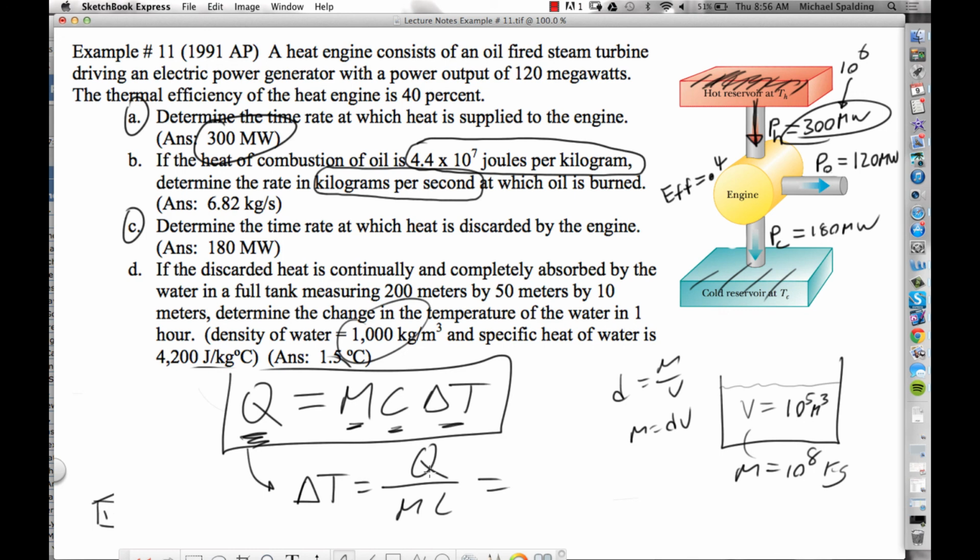Now how do you get Q? Look at the heat energy being dumped into the water. What do we know about that? Well, the power to the cold is 180 megawatts, which is 1.8 times 10 to the 8th joules per second. How much time is it being dumped into the water? For an hour. So you have to multiply this by an hour to get the Q. And the Q is 6.5 times 10 to the 11th.